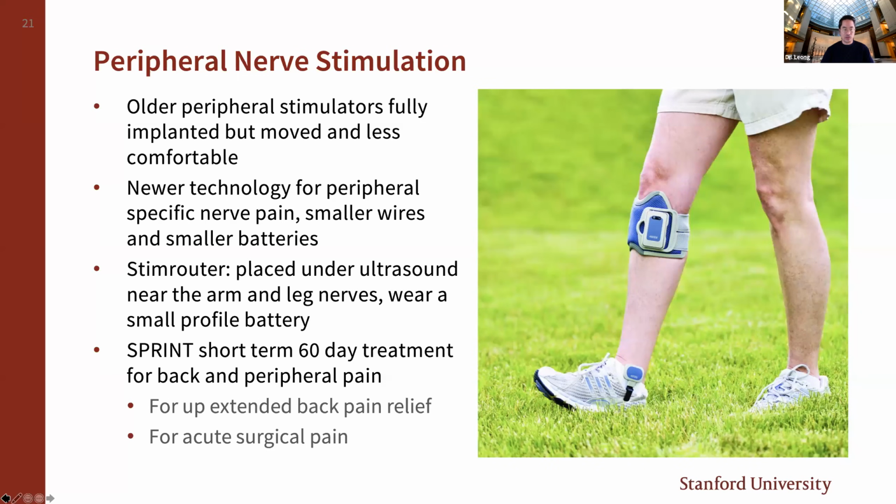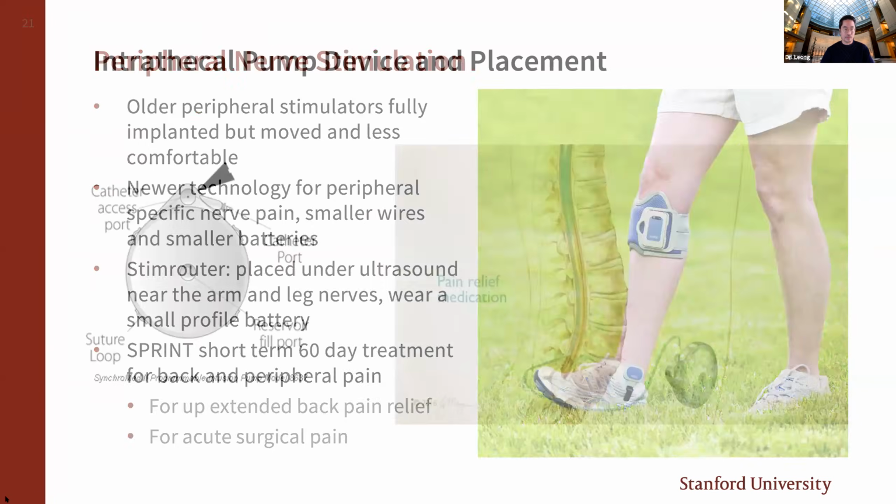The SPRINT device is used for back and peripheral pain, where you have extended back pain relief even after taking it out after 2 months, or you use it for acute surgical pain, implanting it even before the surgery in order to treat post-surgical pain without any oral opioids or other medications.